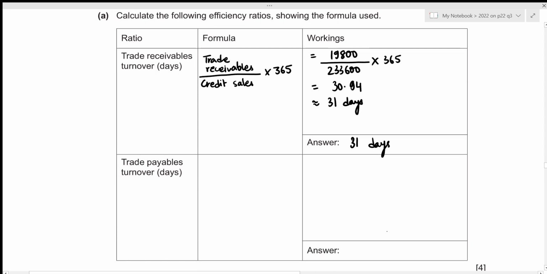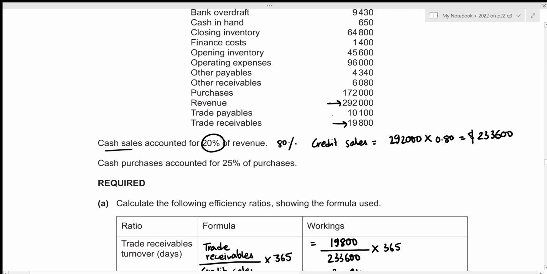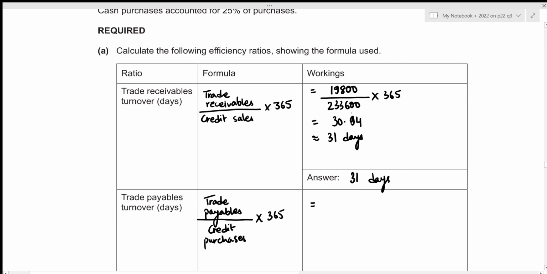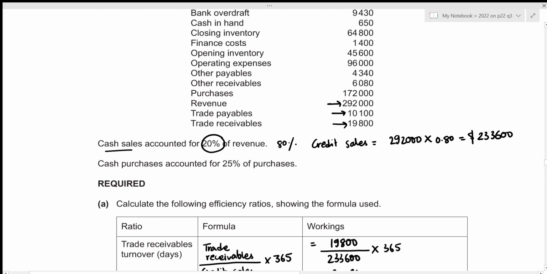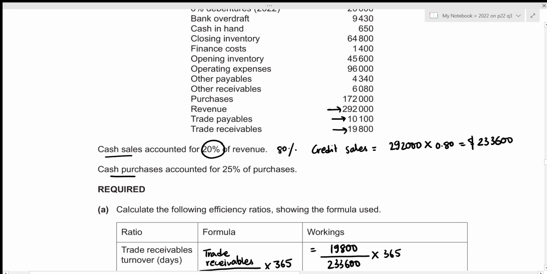Alright, then the next one is trade payables turnover in days. Again, the formula is going to be trade payables divided by credit purchases times the number of days, which is 365. Alright, let's substitute the value for trade payables, which is given right here to be 10,100. Now we need to divide it by credit purchases. Again, we are told that cash purchases accounted for 25% of the purchases, which means that the remaining 75% will be the credit purchases, right?